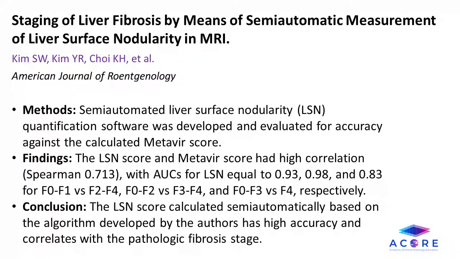In this study published in the AJR, semi-automated liver surface nodularity quantification software was developed and evaluated for accuracy against the calculated Metavir score. The LSN score and Metavir score had high correlation, with areas under the curves for LSN within the range of 0.83 to 0.98. The LSN score calculated semi-automatically based on the algorithm developed by the authors, therefore was concluded to have high accuracy and correlates with the pathologic fibrosis stage.